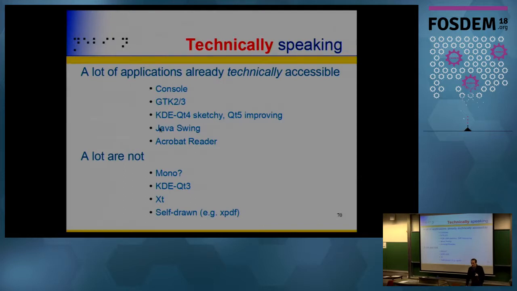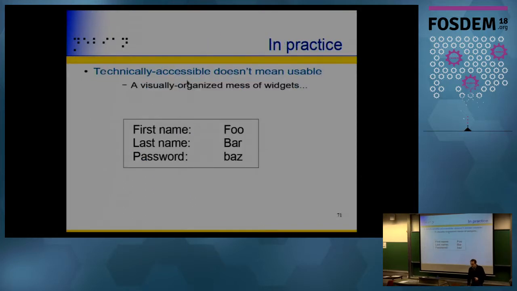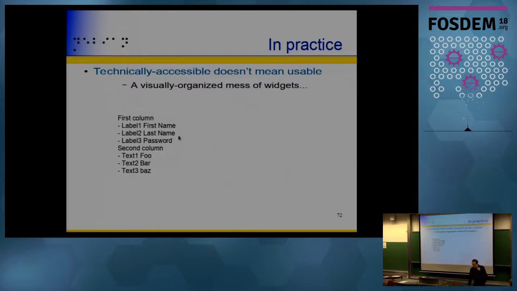That's fine. But the problem is it doesn't mean that it's necessarily usable, because maybe you have this dialog box, and maybe you implemented it that way. So you have labels, and then you have text, and there's nothing that relates one with the other. So ideally, you would say there's a label for some text, but maybe you have just written your code that way. Or maybe it's the XML file you use which imposes that way of doing it.